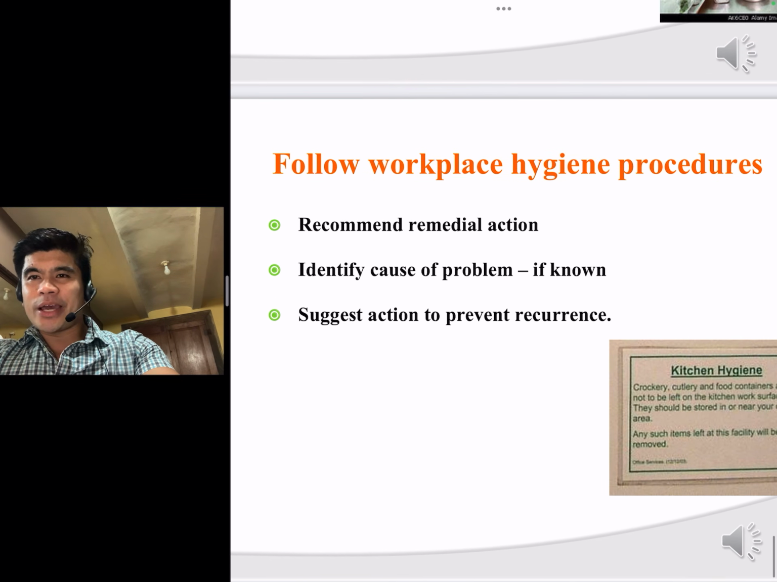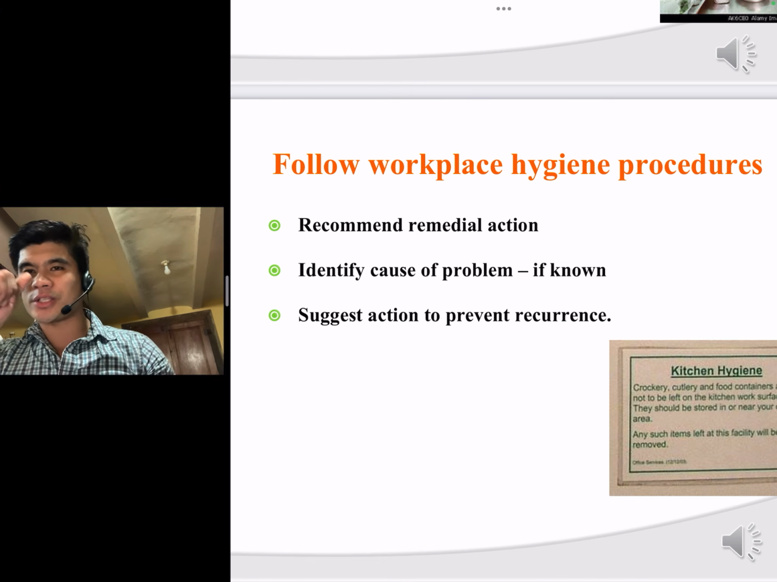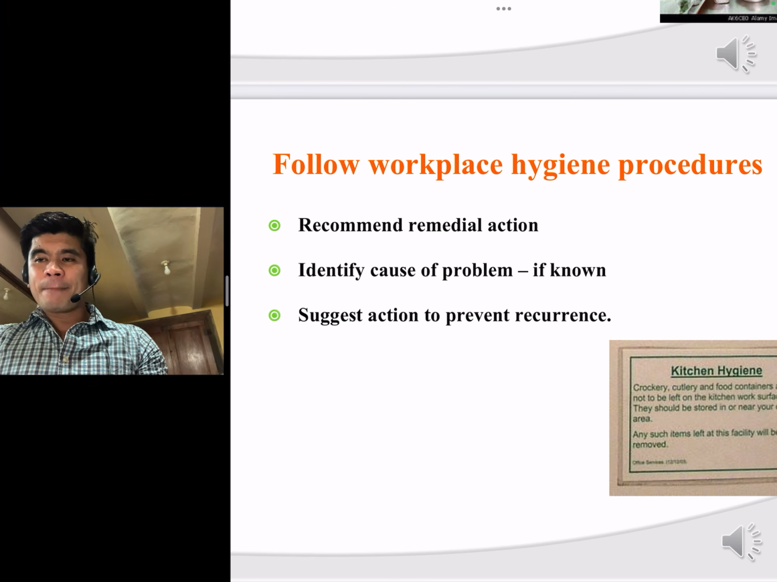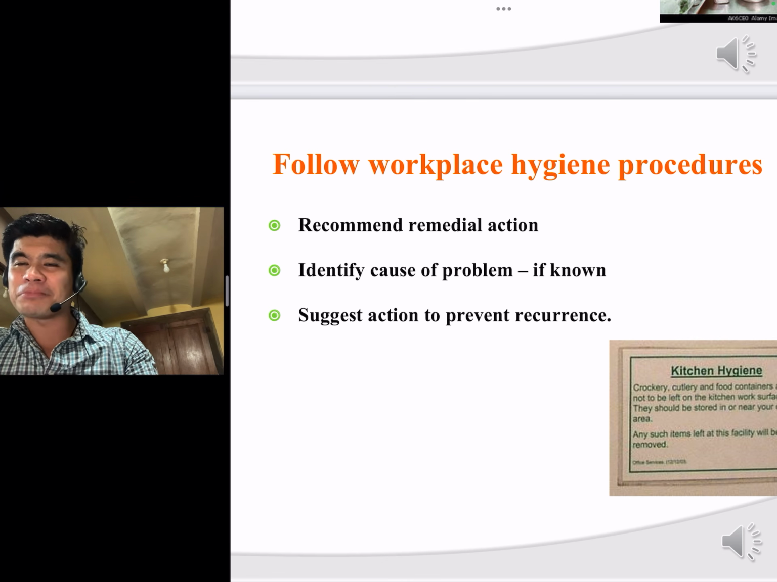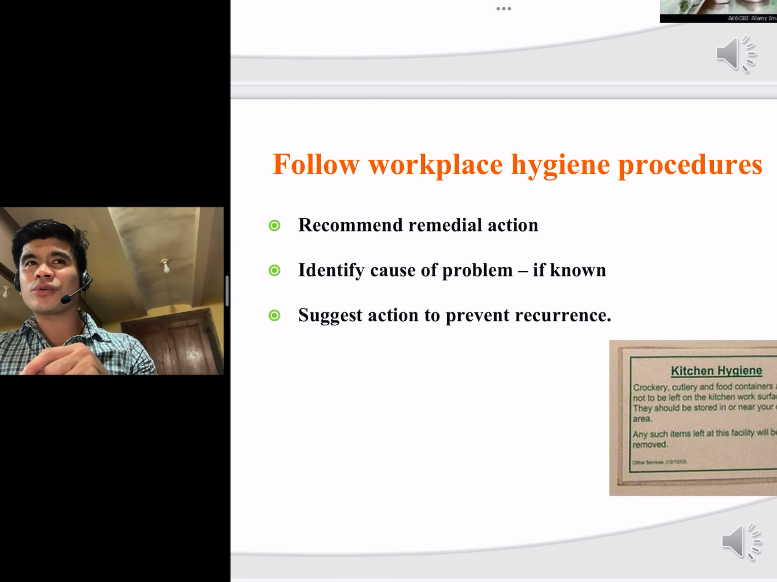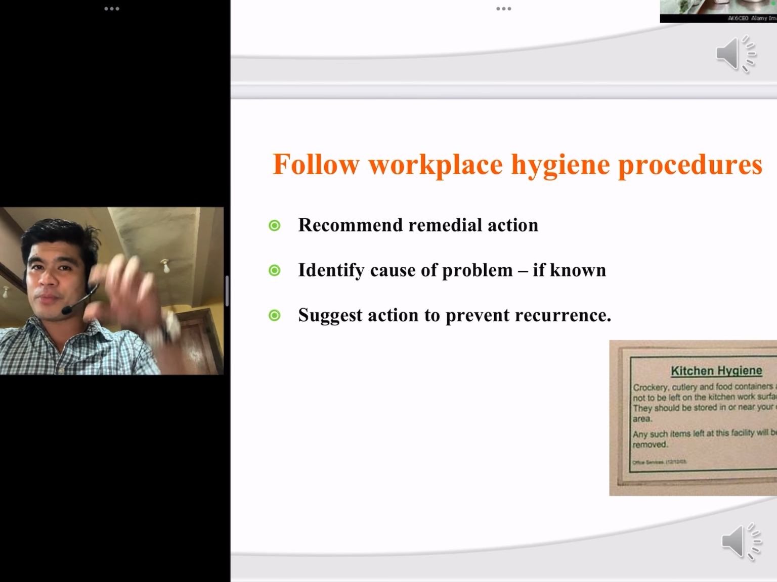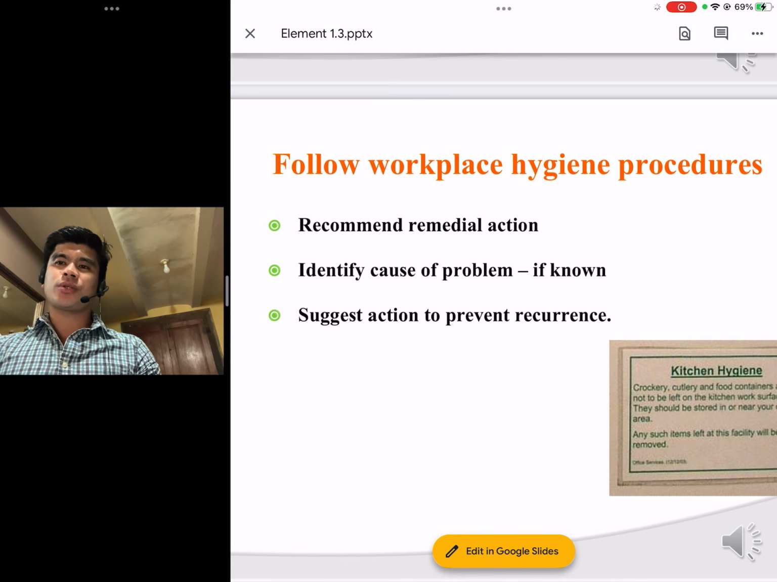Next. Okay, recommended remedial action. Whatever action is going to be done by the chef should be put in place. And then identify the cause of the problem. What is the cause of the problem? The cause may be that the cook was talking to his colleague. That's why he didn't notice that there was a piece of paper on the food. And suggest an action to prevent recurrence.